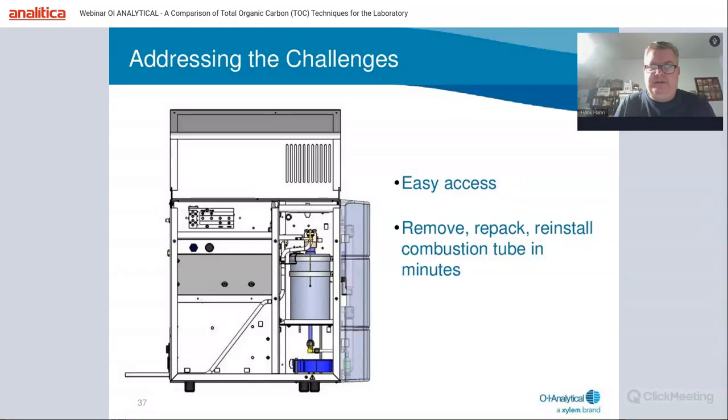So again, addressing the challenges: easy access. Remove, repack, and reinstall the combustion tube in minutes. One side panel comes away, two set screws, undo a couple of fittings, and you can get to your combustion tube quite easily for maintenance and repair.